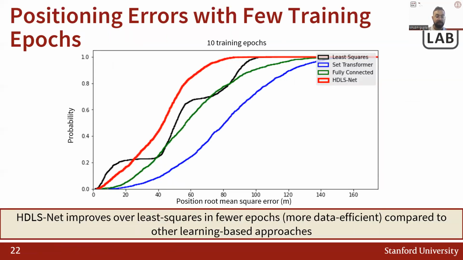So for our first experiments, we compared the positioning errors across the different learning-based baselines, as well as compared to the model-based reference. So we observed that after a few training epochs, for which we used 10 training epochs, HDLS-Net improves over the model-based baseline, which is least squares, and is therefore more data efficient, while the other learning-based approaches still underperform even the model-based baseline.